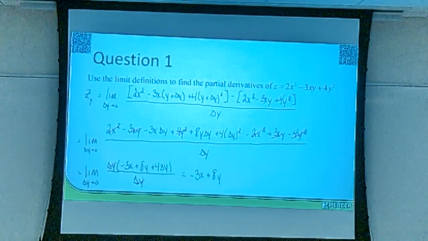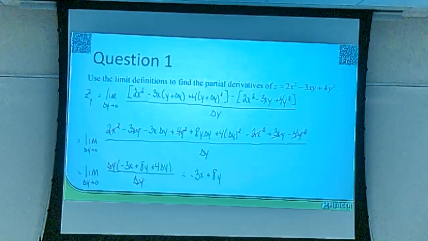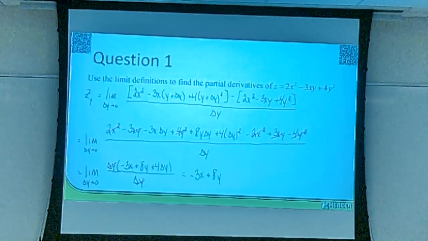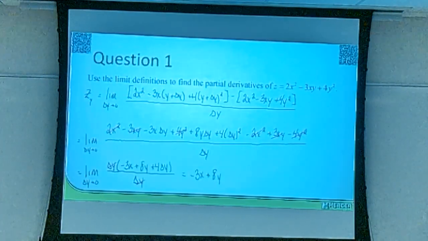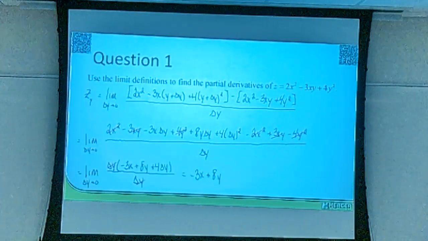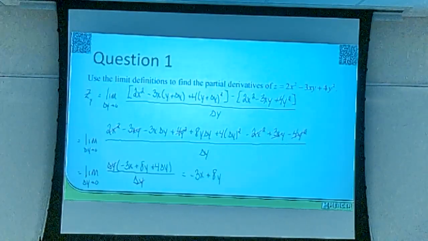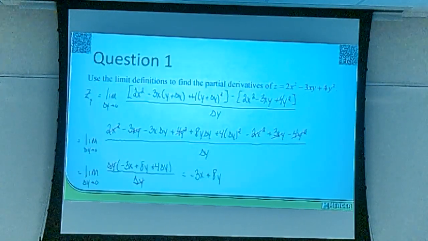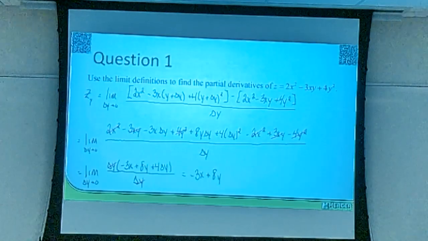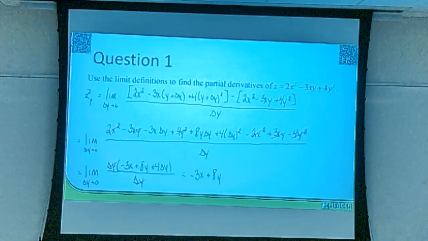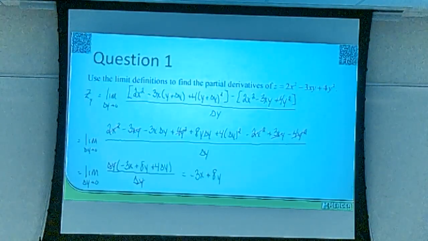And if you go back to the original, you just take its derivative while treating x as a constant. 2x squared goes to 0. Negative 3x times y, that negative 3x is your constant multiple, so that partial is just negative 3x. And obviously 4y squared, 8y. So that is what the definition is saying. And that's all there is to taking partials, by the way. It's very simple, very straightforward.